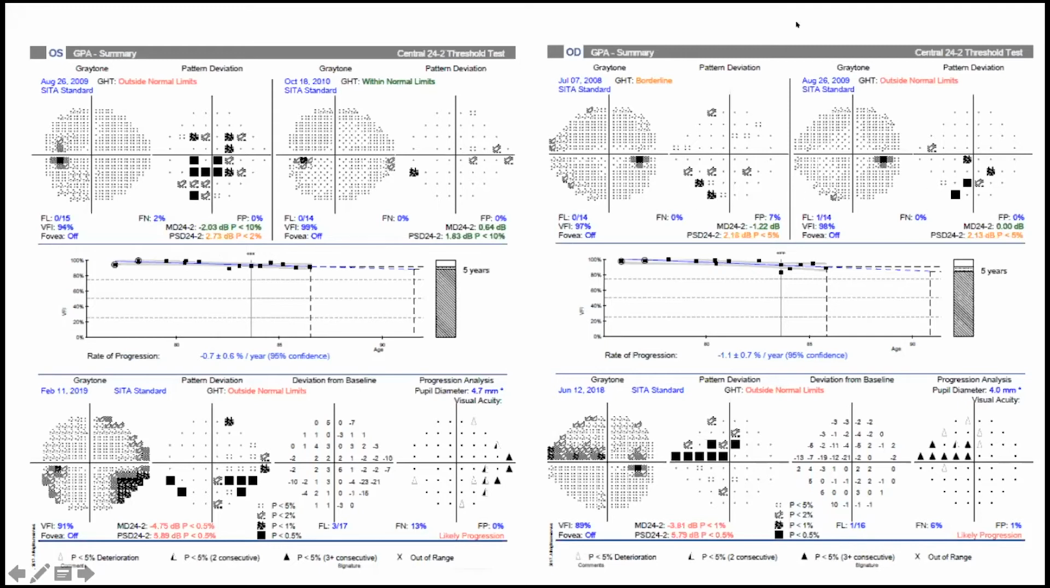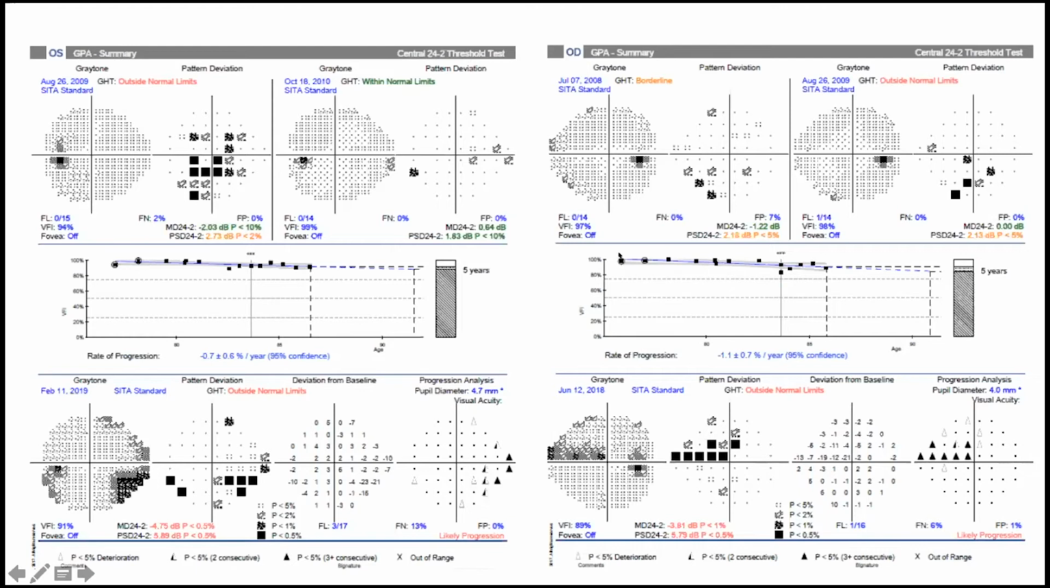If we go to his right eye, though, it's the same type of progression analysis. So here we're starting in 2008, going to 2018. We see what I think of as a much more significant event analysis for a couple of reasons. One is we have more points that have changed on 3 consecutive tests, but also because they're in a much more typical location for glaucoma damage. And we see really the development of a well-defined nasal step and partial arcuate defect here.